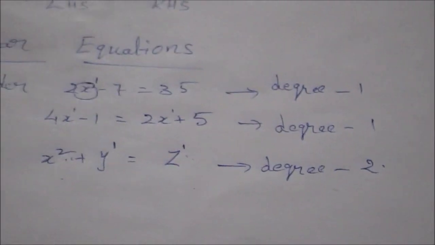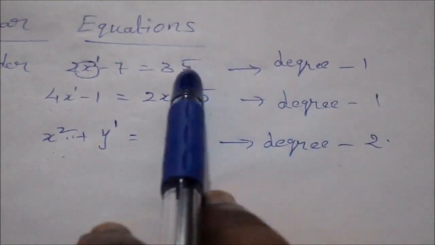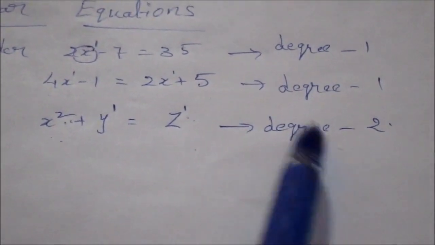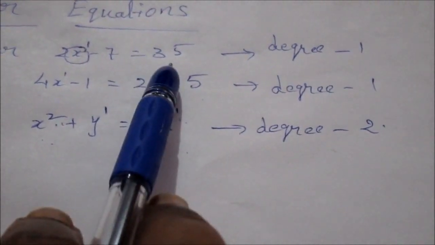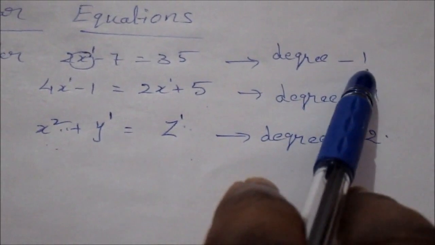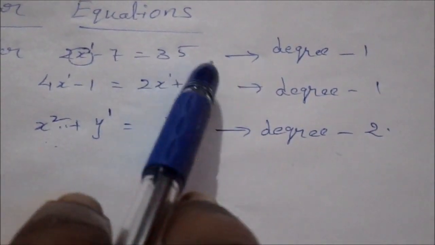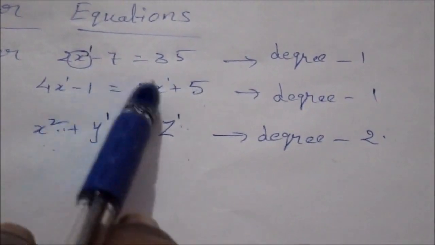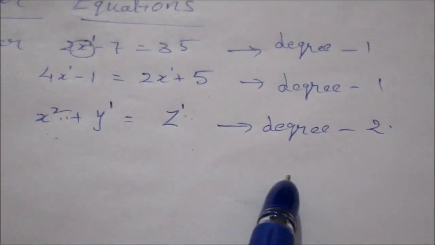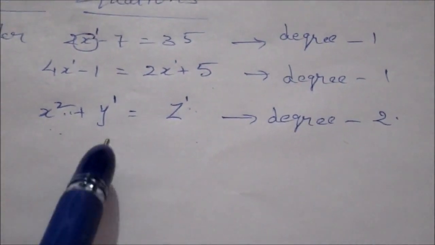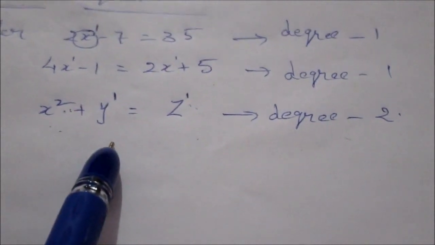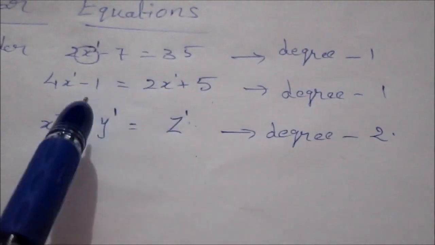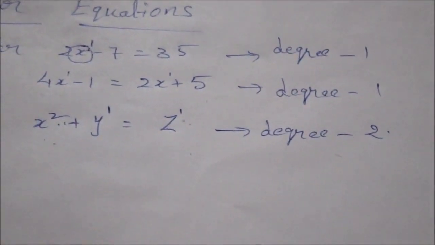So the degree of this equation is 1, of this equation is 1, and of this equation is 2. If an equation has a degree of 1, then that equation is called a linear equation. If the degree of the given equation is 1, it is called a linear equation. See, here the degree is 2, so that's why this equation is not a linear equation. The other 2 equations have the degree 1, so those 2 equations are linear equations.